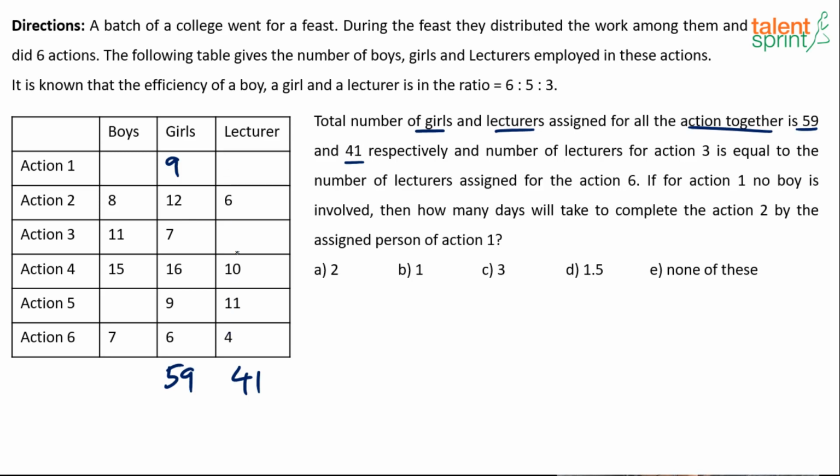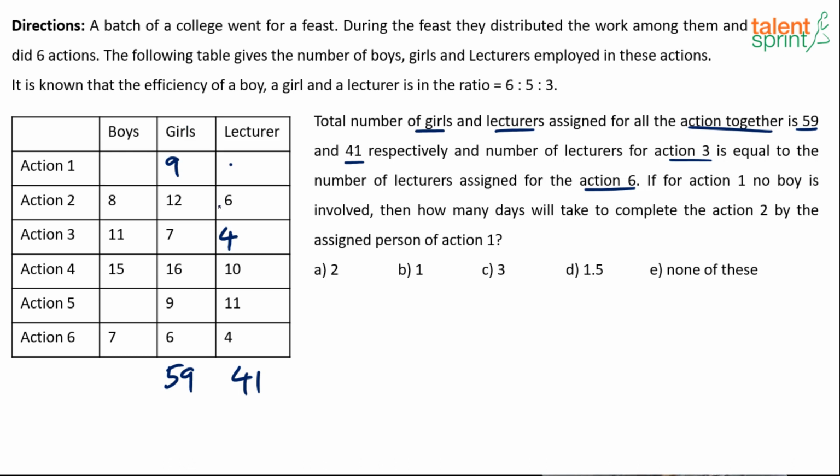Now, number of lecturers cannot be found because there are two missing values. If there were only one missing value, we could have simply added all these to get the missing one. But here there are two missing values. However, when you read the latter part of the question, it says number of lecturers for action 3 is equal to the number of lecturers assigned for action 6. Action 6 has got 4 lecturers. So action 3 will also have 4. That's it. Now can you find out the missing value?